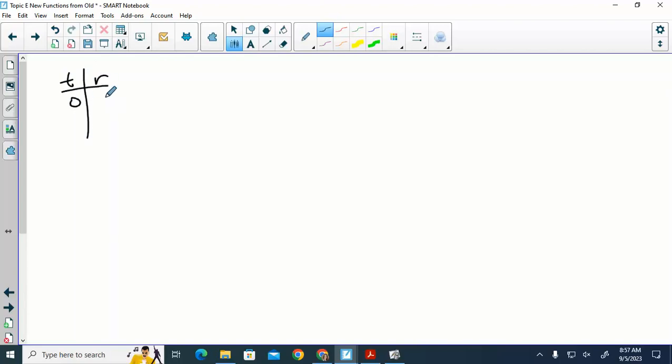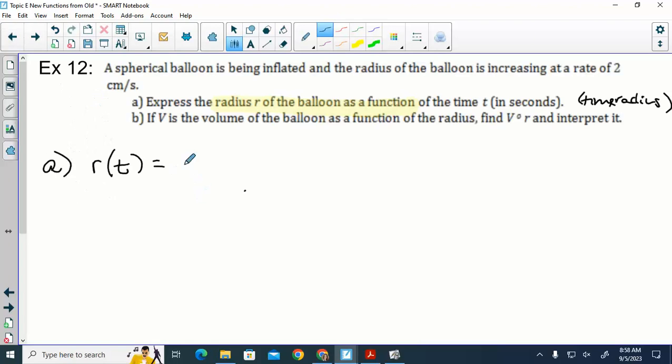So at time 0, how big is the radius? 0. After 1 second, what would the radius be? 2. After 2 seconds, the radius goes up 2 more, so it would be 4. After 3 seconds, the radius would be 6. After 4 seconds, the radius would be 8. Can you figure out how I'm finding the radius every time? What would my equation be? t times 2, or 2t. So my radius is just 2t. That's all part A was.